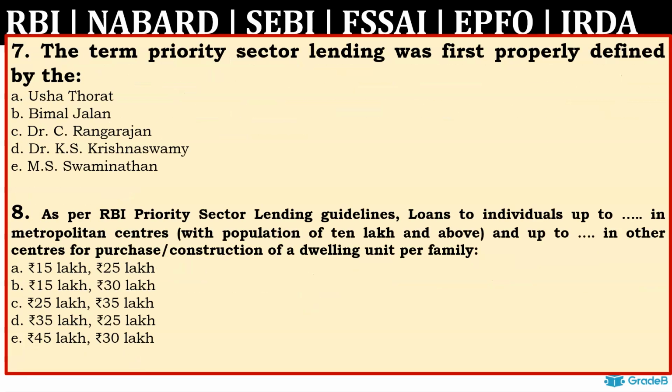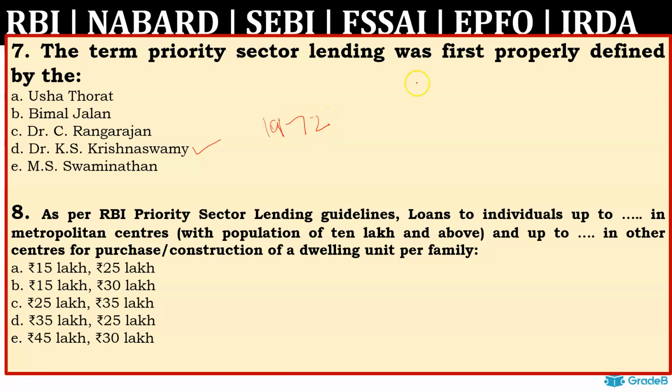The term priority sector lending was first properly defined by which of these: Usha Thorat, Bimal Jalan, Dr. C. Rangarajan, K.S. Krishnaswamy, M.S. Swaminathan. This is a very important question. The first time this term priority sector lending was given was by Dr. K.S. Krishnaswamy in 1972.